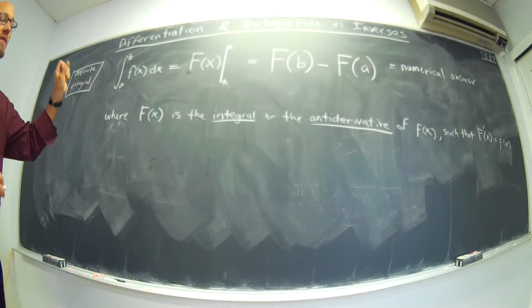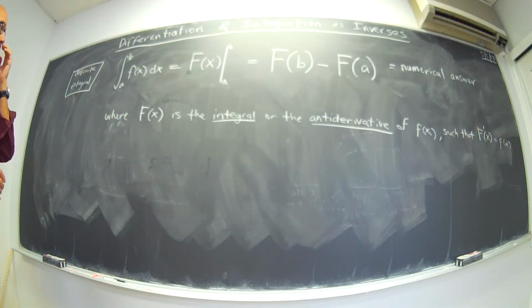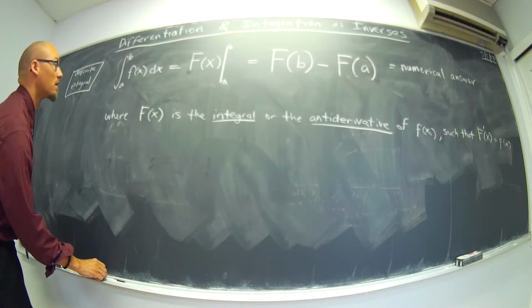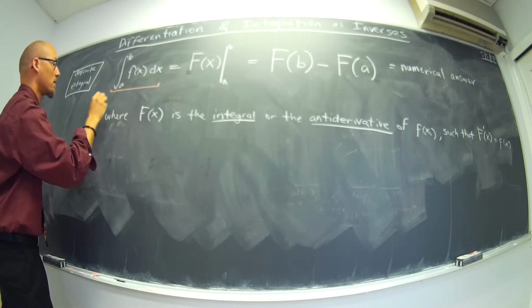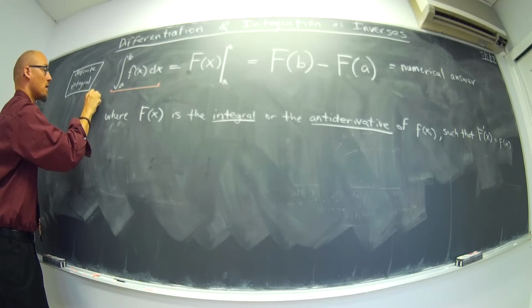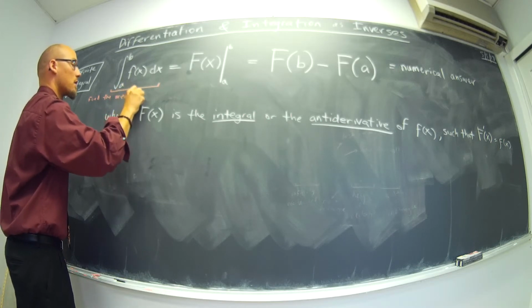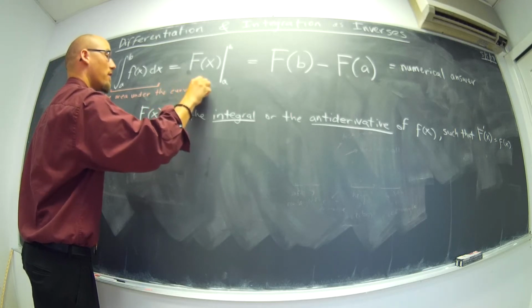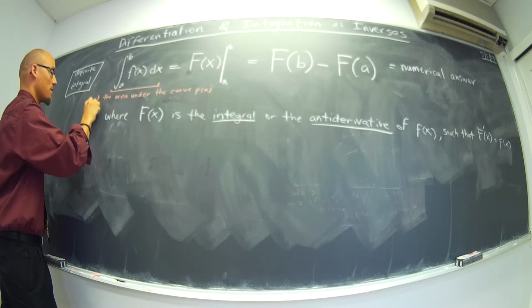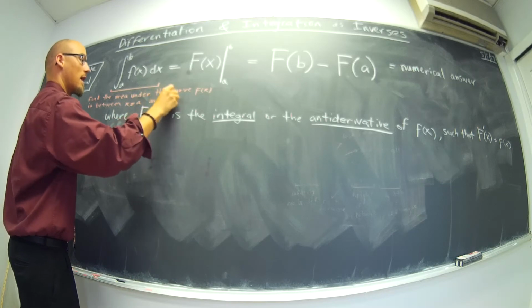So a definite integral says I want you to find the area under the curve. So we should write that somewhere up here also. Area under the curve. So this here is saying find the area under the curve f of x in between x equals a and x equals b.